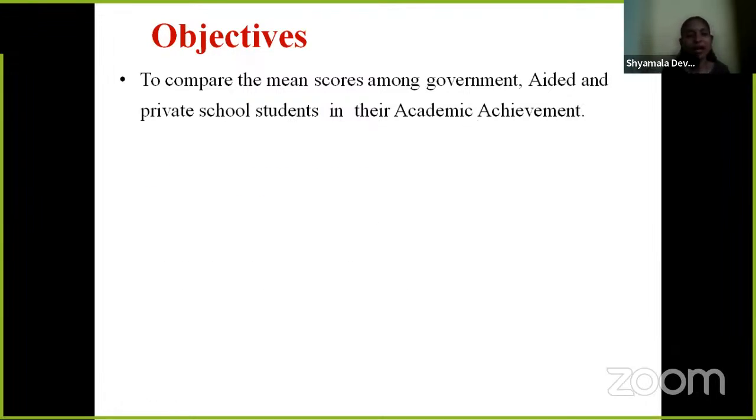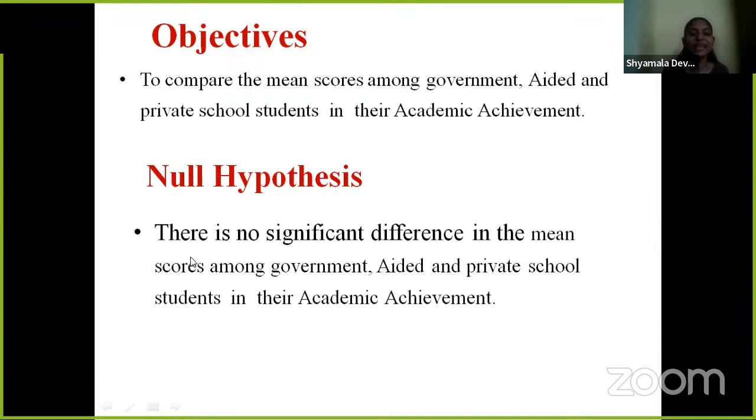And this is my null hypothesis. There is no significant difference in the mean scores among government, aided and private school students in their academic achievement. Now our p value is less than 0.05, which means I have to reject this null hypothesis. Rejecting means we have to choose the alternate hypothesis. The alternate hypothesis is there is significant difference in the mean scores among government, aided and private school students in their academic achievement.